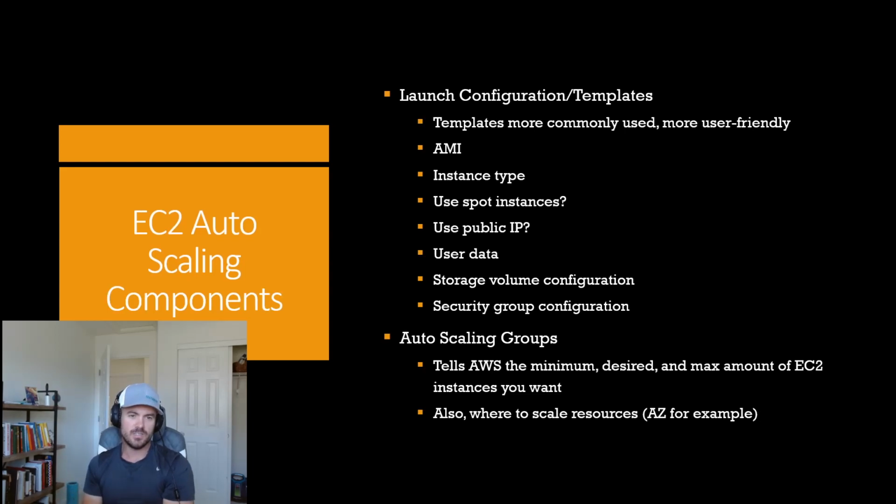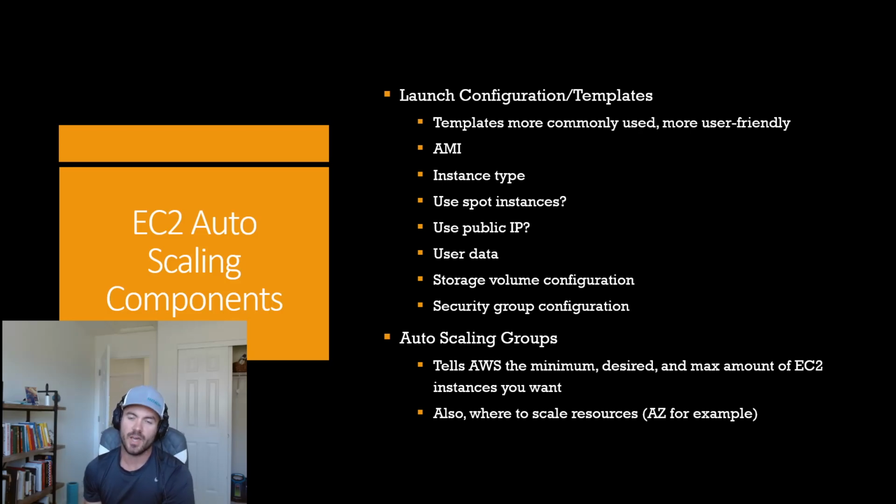All right, so EC2 auto scaling components. You've got a few different components here. You've got essentially launch configurations and templates. Templates are a little more modern and user-friendly. So you're probably going to see more of them. But some things that you are going to see on a template are going to be the AMI. So again, how do you want your instances to look once they're started up? Again, you are going to want to specify the instance type because AMIs don't specify the underlying hardware of your instance, so you need to specify the instance type.